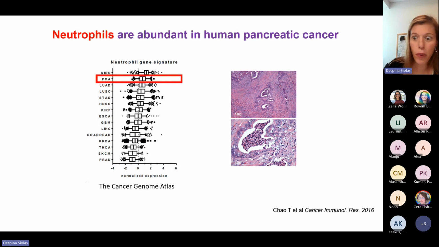But at the time, we didn't know where we were looking for neutrophils. Is this even a robust phenotype? Are they even present in pancreatic cancer? And it had been published using RNA sequencing data from the Cancer Genome Atlas that a neutrophil gene signature is not only highly expressed in pancreatic cancer, but that pancreatic cancer ranks second on average amongst 15 other cancers.